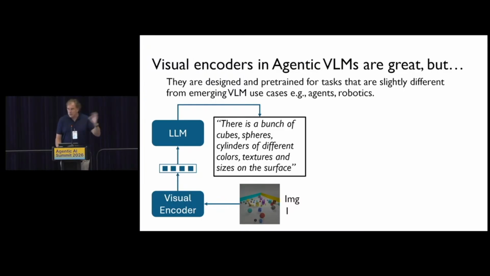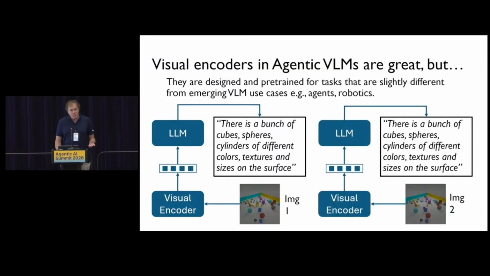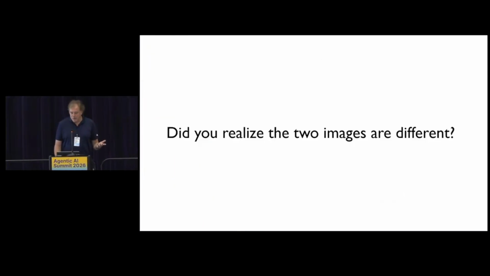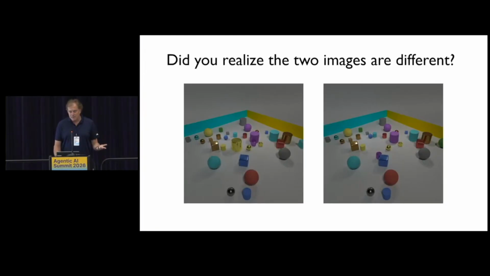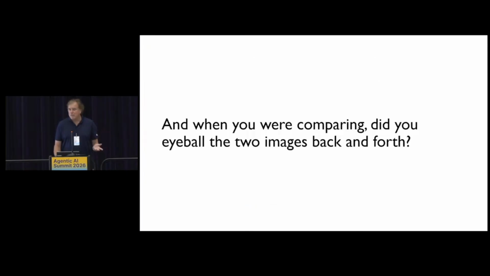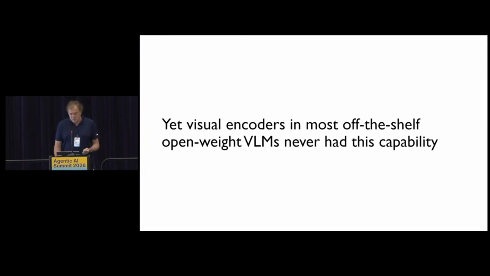Like, you can take an image, put it in a visual encoder, run it through an LLM and get a nice caption. You get another image, run it through the same architecture, and maybe get the same caption. You probably didn't realize those two images were actually different, but you got the same caption out of these encoders. I mean, do you realize these are different images? It's actually hard to see. There are some small details there, and you probably have to look back and forth between the images to actually notice the difference. And that's exactly what we don't allow most visual encoder architectures and VLMs or agentic AI systems to do.